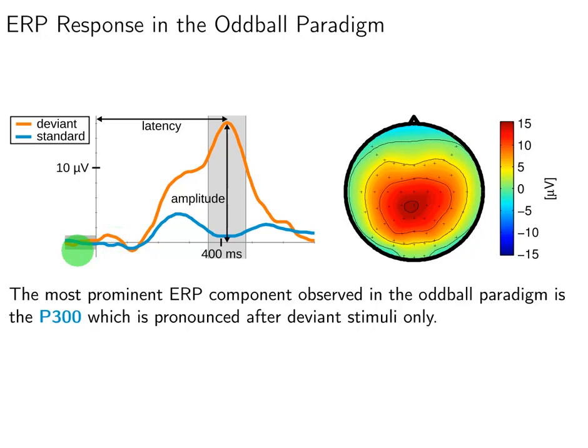And one prominent ERP component observed in this oddball paradigm is called the P300 waveform, which is pronounced after deviant stimuli only. So P300 means P stands for positive wave, positive deflection. 300 means the time when it happens, where it is observed. If we assume this point, the origin, starts at 0, around 300 milliseconds, we will see this prominent response of the brain.